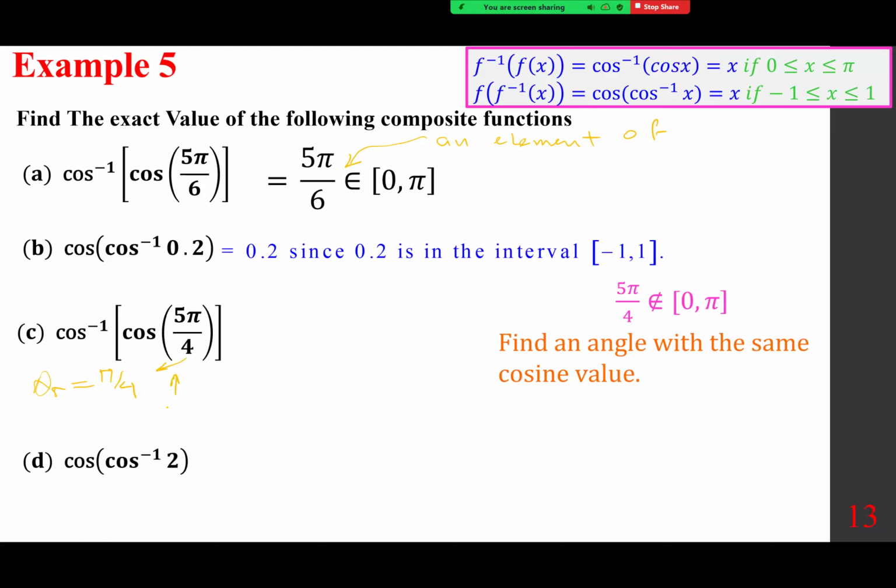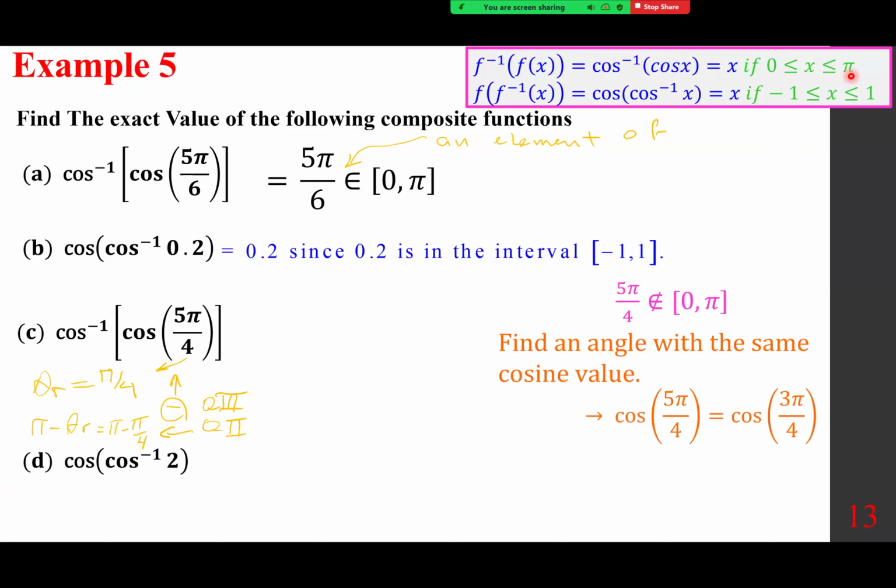And the reason you know it's negative is because it's in the third quadrant. You know cosine is also negative in the second quadrant, right? And in the second quadrant, we are going to use pi minus the reference arc. Pi minus pi over 4. Why is that okay? Because that puts us between 0 and pi.